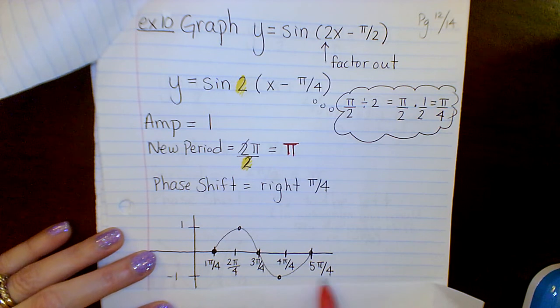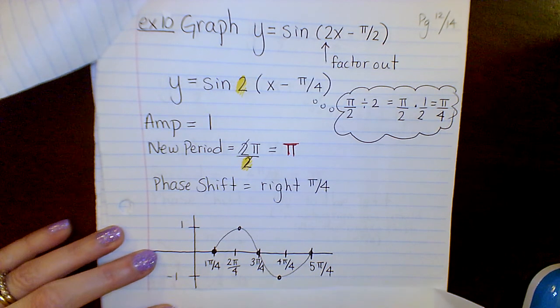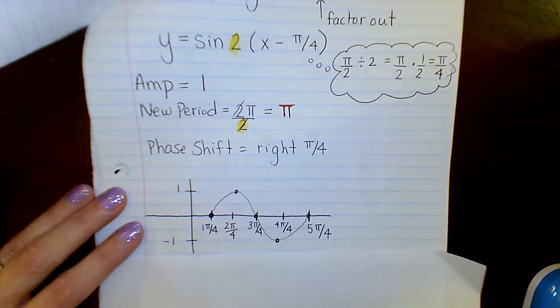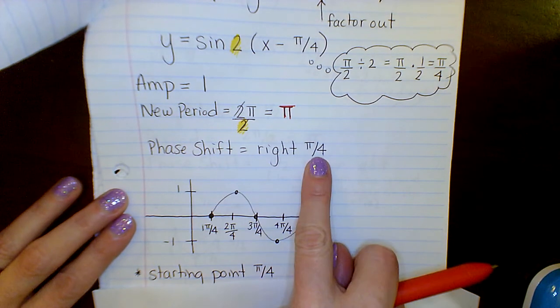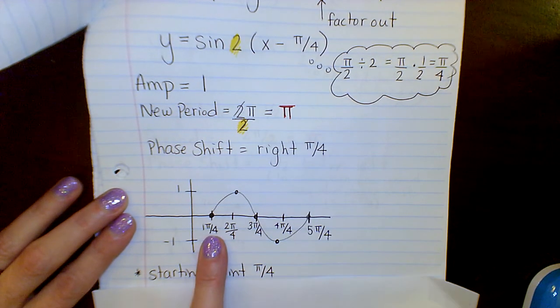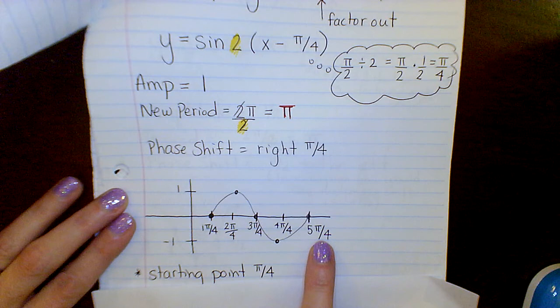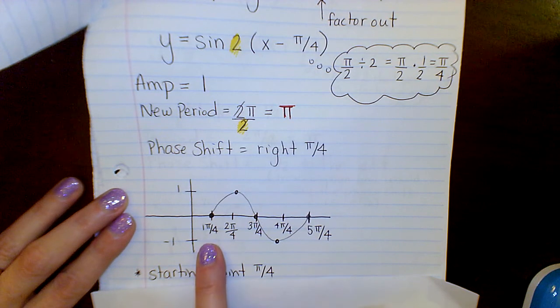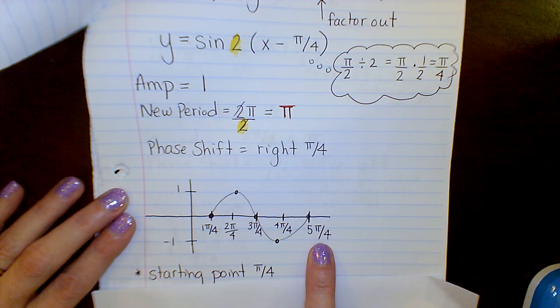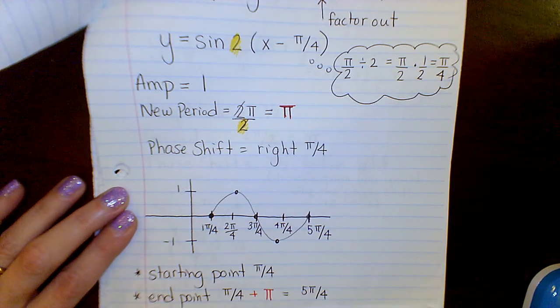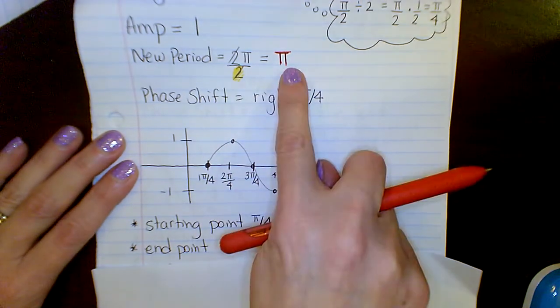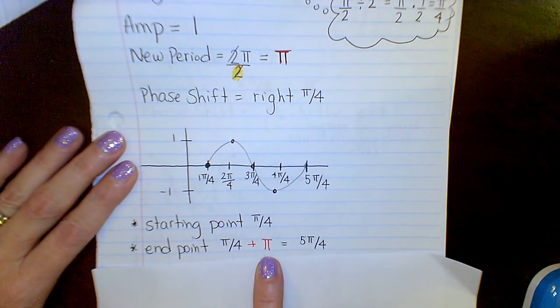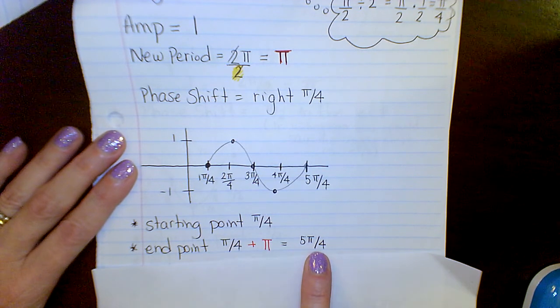These points did not come about magically. There was some work involved. I had my starting point of pi over 4. That came from my phase shift because I went to the right. The ending point here came from taking my starting point and adding the period. So taking pi over 4, starting point, adding my period of pi, which is 1 or 4/4. 1/4 plus 4/4 is 5/4 pi.